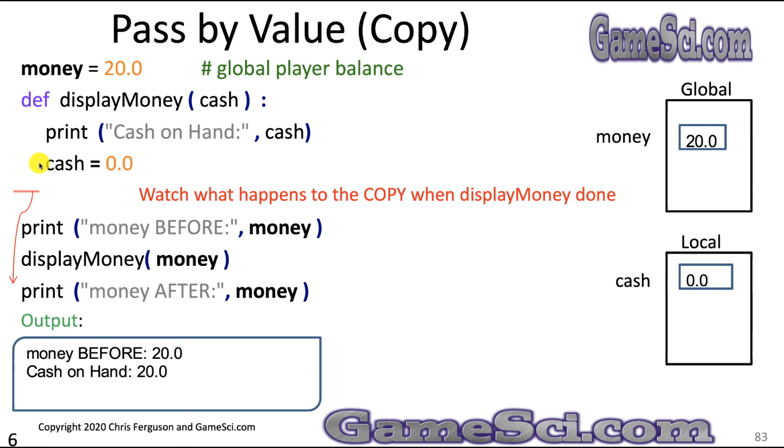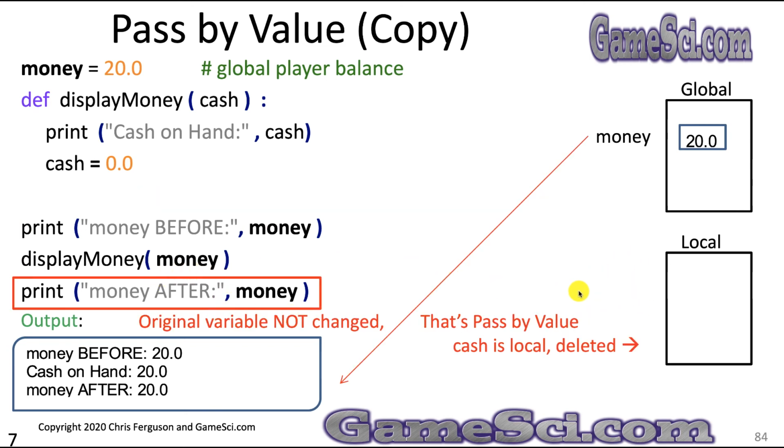I've run out of indented code to run, so I'm going to jump back, but watch what happens over here to the cache variable when I return. When I get back from display money, the copy cache has disappeared. That's pass by value. Cache is a local variable. It gets deleted. The thing that changed values to 0.0 is gone. What has not changed? The original variable has not changed. The value in money is still 20.0, and the value of money still is intact.